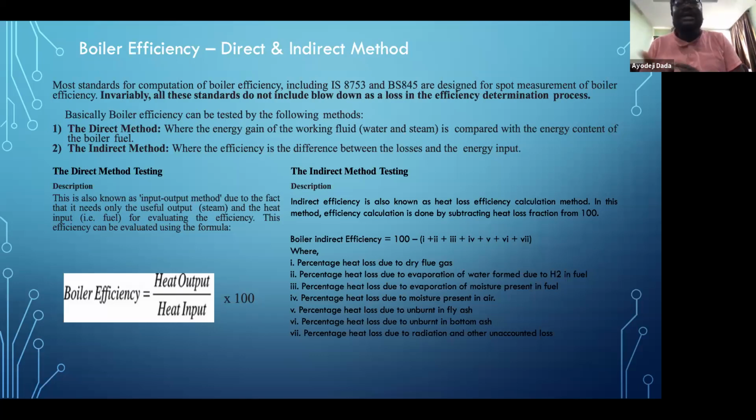But the indirect method is the heat loss efficiency calculation method. A fraction of these losses is subtracted from 100 to give us the efficiency of that particular boiler. I have put some formulas there just to simplify it, and I'm sure most of us are asking for the slides. I'm sure Afolabi would speak to that later on.